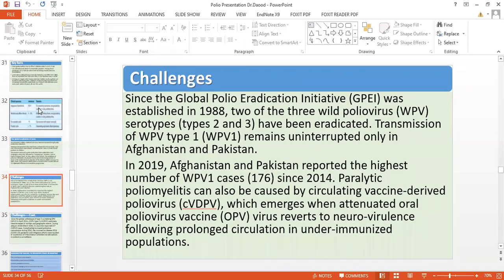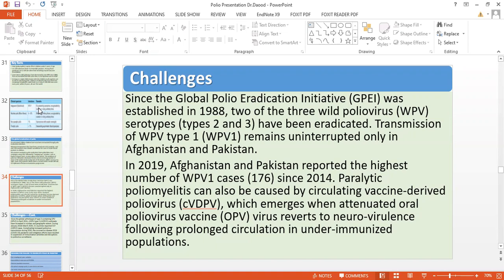The challenges ahead for polio eradication are that since the Global Polio Eradication Initiative, GPEI, was established in 1988, two of the three poliovirus serotypes, types 2 and 3, have been eradicated. Transmission of wild poliovirus type 1 remains uninterrupted only in Afghanistan and Pakistan.